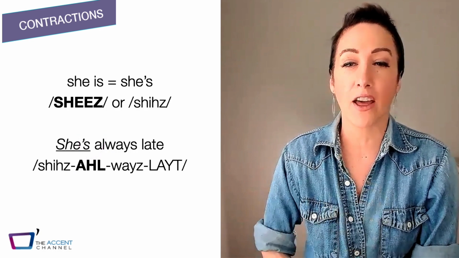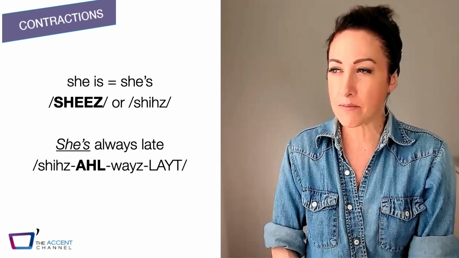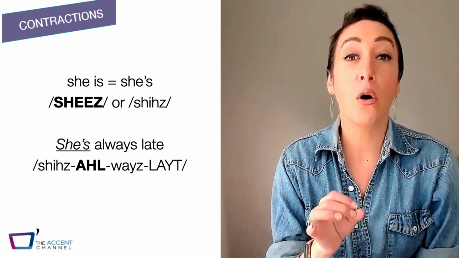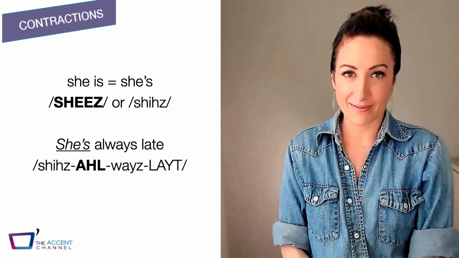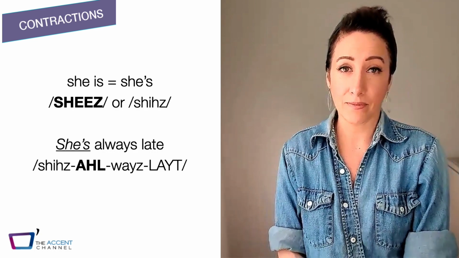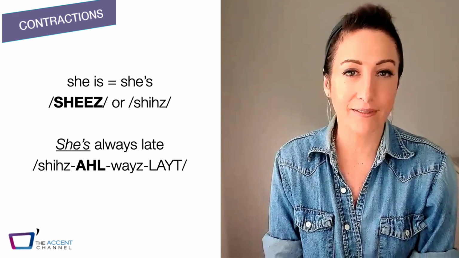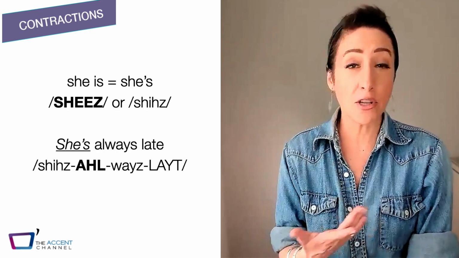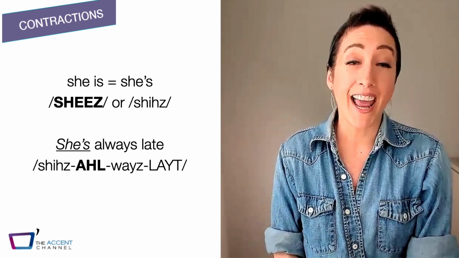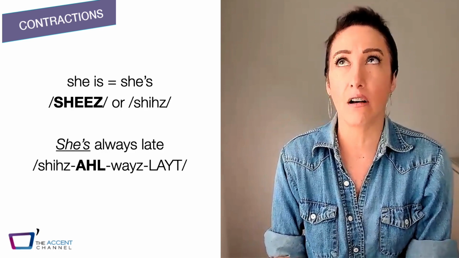So let's try it together. We'll do it slow a couple times, then we'll speed it up. Here we go. She's always late. She's always late. She's always late. Good. Speed it up. She's always late. Now let's pretend she's always late and we're annoyed. Ugh, she's always late.